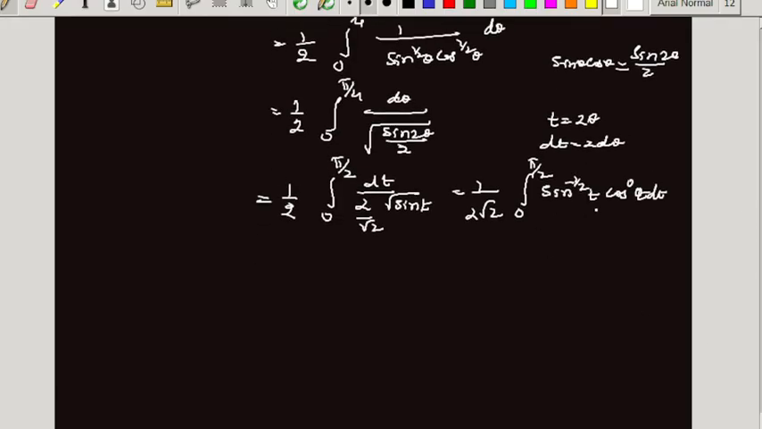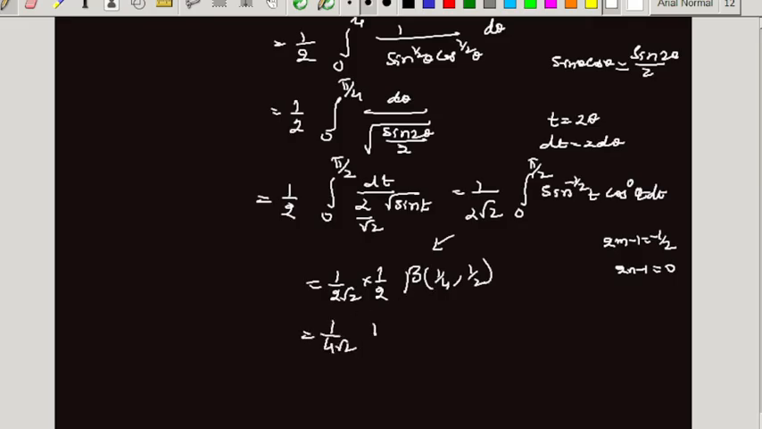So this is also the form of the beta gamma function. We can write this as 1 by 2 root 2 into 1 by 2 beta of m, n. Here 2m minus 1 is minus 1 by 2, m is 1 by 4. And 2n minus 1 is 0, n is 1 by 2. We simplify this one. We write it as gamma 1 by 4 into gamma 1 by 2, and if we add, we get gamma 3 by 4. This is equation number 2.